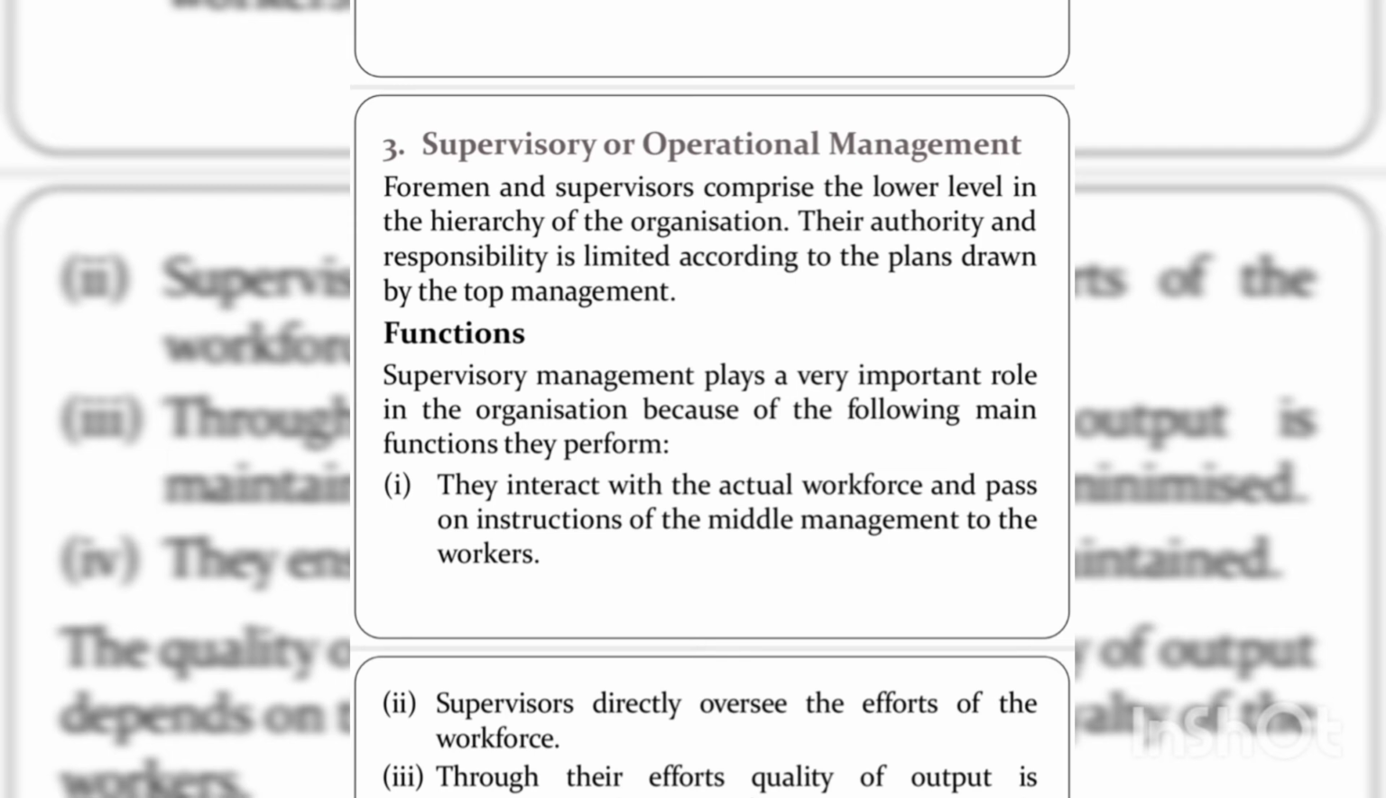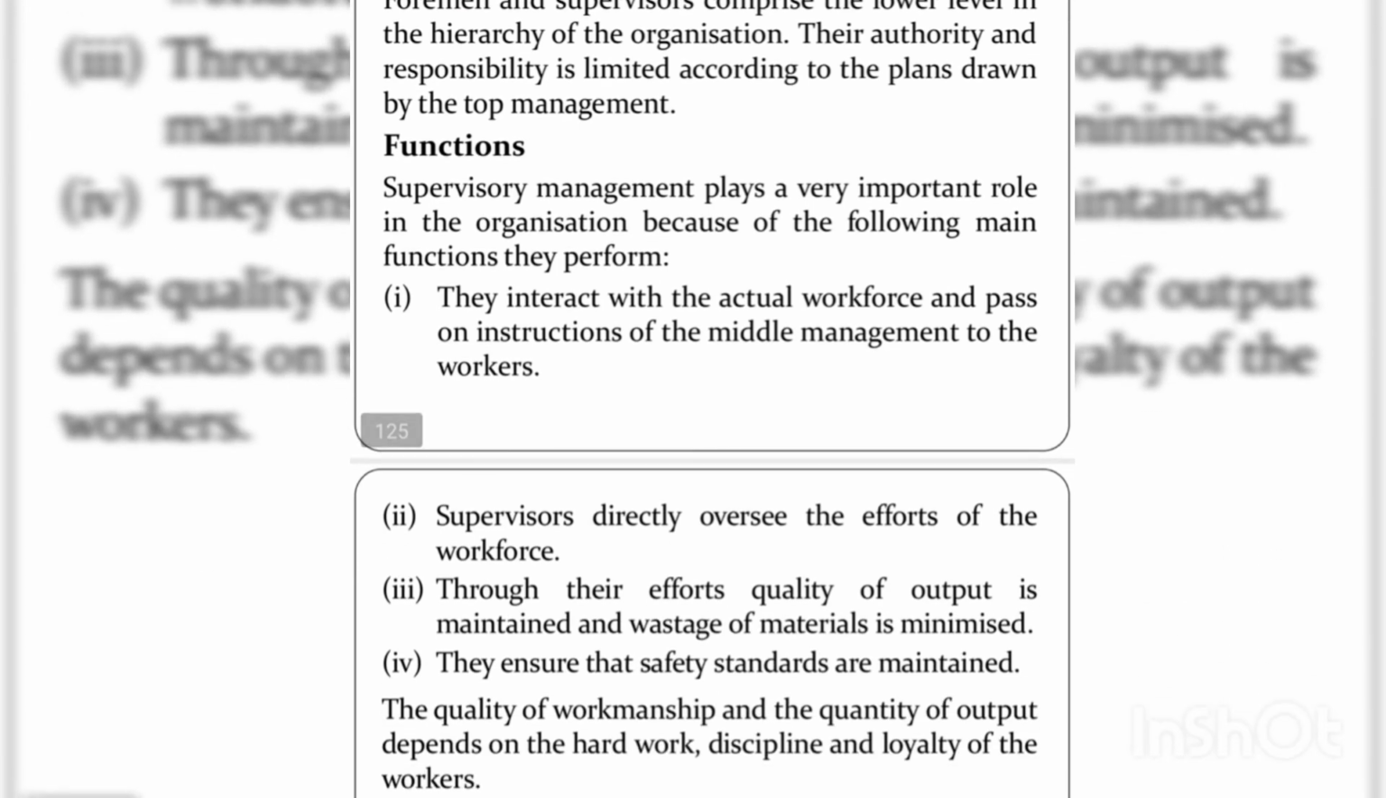Foremen and supervisors comprise the lower level in the hierarchy of management. Their authority and responsibility is limited according to the plans drawn by the top level managers. Supervisory management plays a very important role. While performing this activity, they have to interact with the actual workforce and pass on the instructions which are given to them by the middle manager, which were given to them by the top level manager, so that it has been delegated properly to the workers.